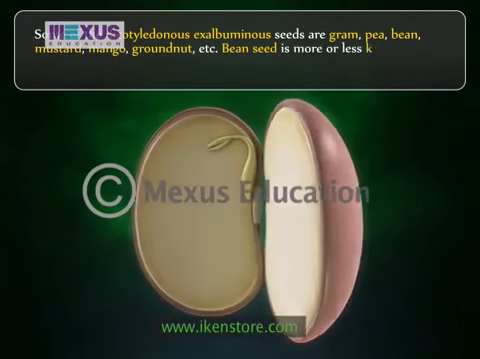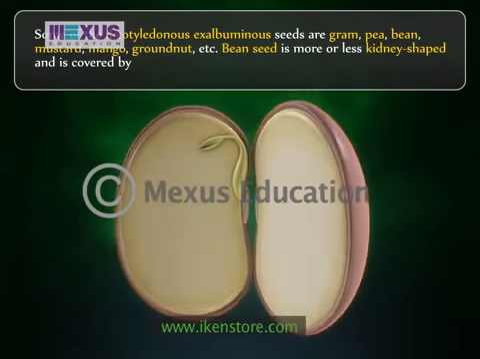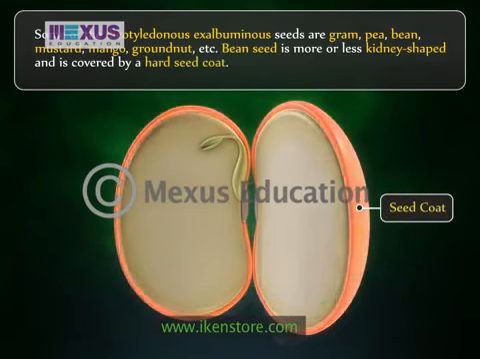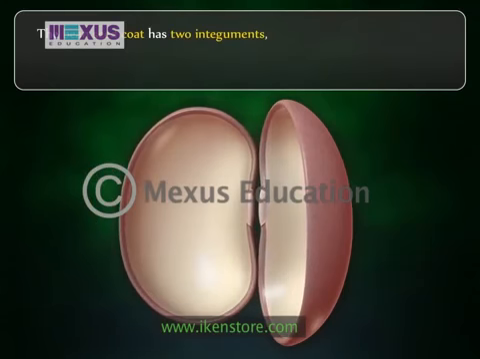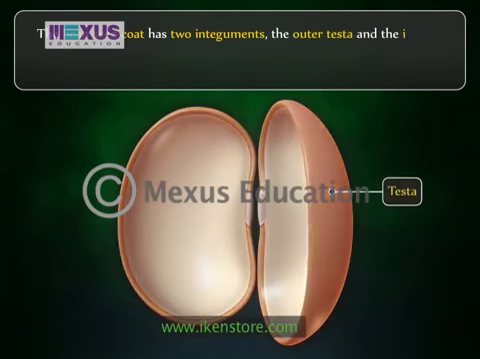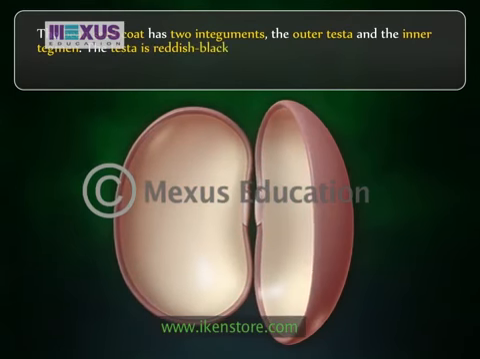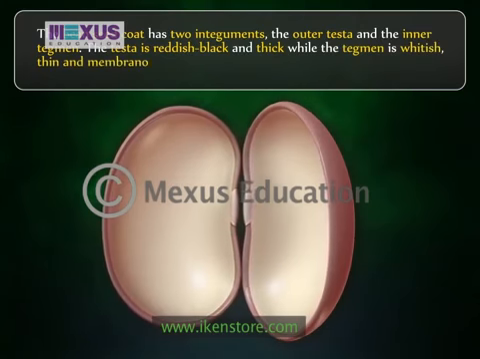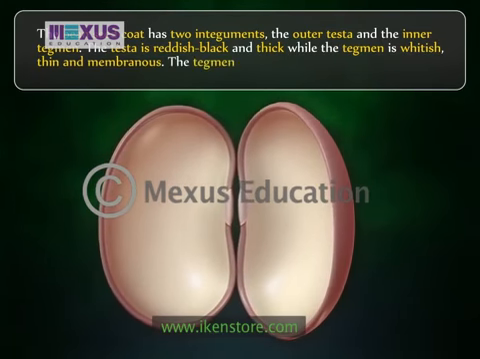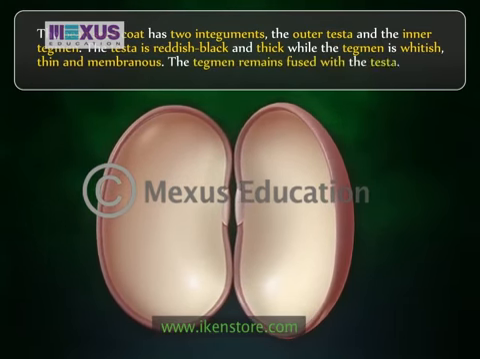A bean seed is more or less kidney-shaped and is covered by a hard seed coat. The bean seed coat has 2 integuments, the outer testa and the inner tegmen. The testa is reddish-black and thick, while the tegmen is whitish-thin and membranous. The tegmen remains fused with the testa.